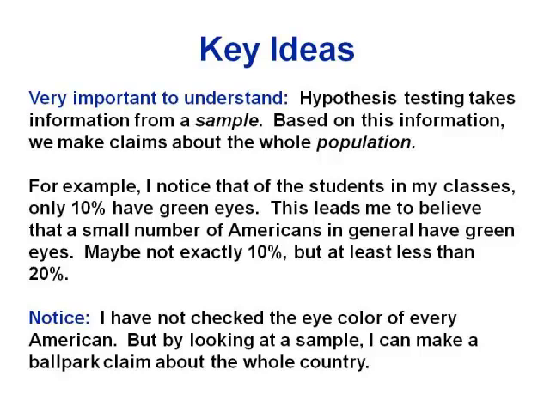So, for example, I noticed that of the students in my classes, only 10% have green eyes. This might lead me to believe that a small number of Americans in general would have green eyes. For the whole American population, it might not be 10% like it is for my class, but I could probably say that I at least think it's less than 20%. That would not be unbelievable. So I have not checked the eye color of every American, but based on what I see in a sample, I can make a ballpark claim.